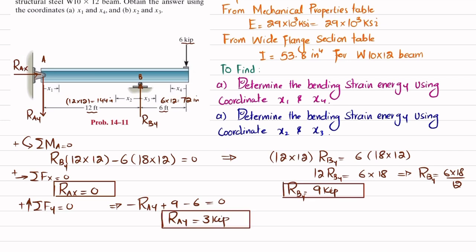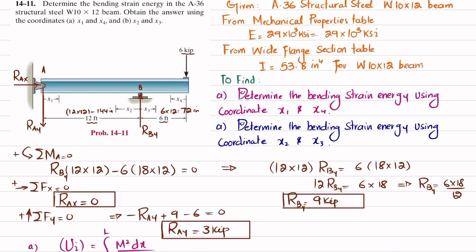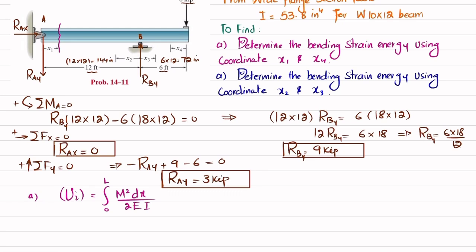So we will move toward finding the bending strain energy. We know that the bending strain energy is equal to the integral of M squared dx over 2EI, from 0 to length L. What we are going to do is first solve this by using the x1 and x4 coordinates. For x1, we will cut the beam over here and draw the free body diagram.